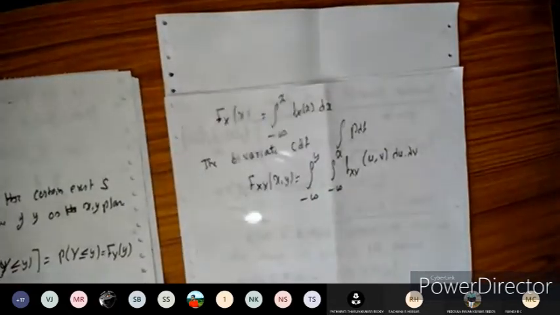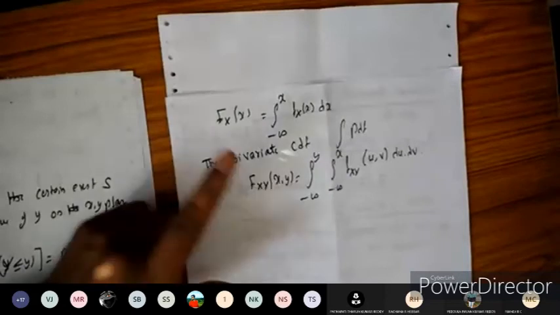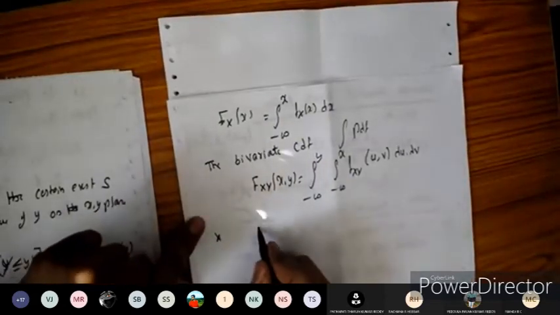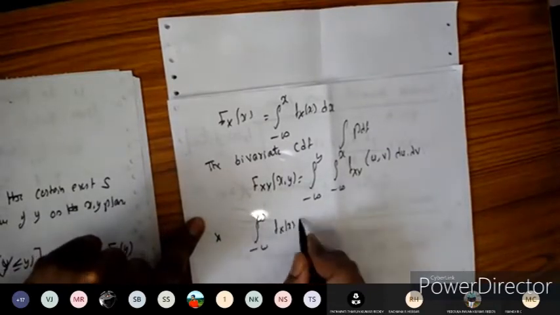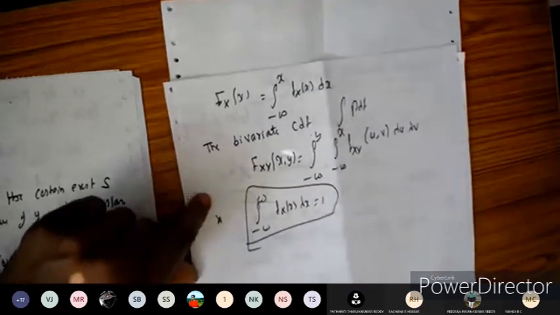We can obtain it like this. So that is how we can obtain one of the properties. And we are also seeing another important property of the PDF: the area under the PDF is equal to 1. This is one of the important properties of the PDF that we are seeing here.